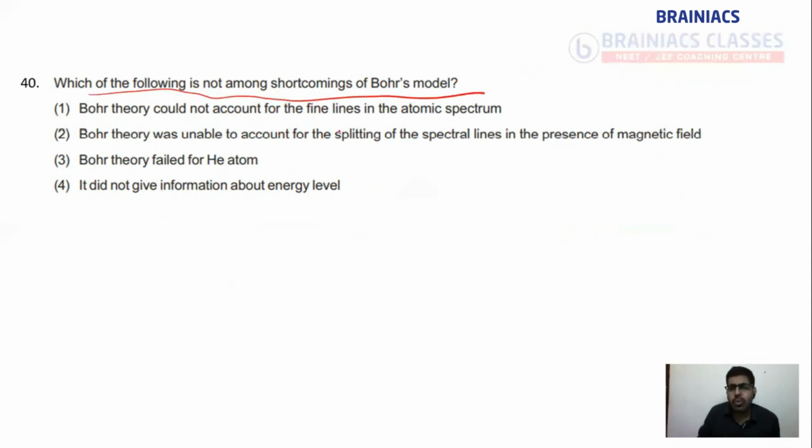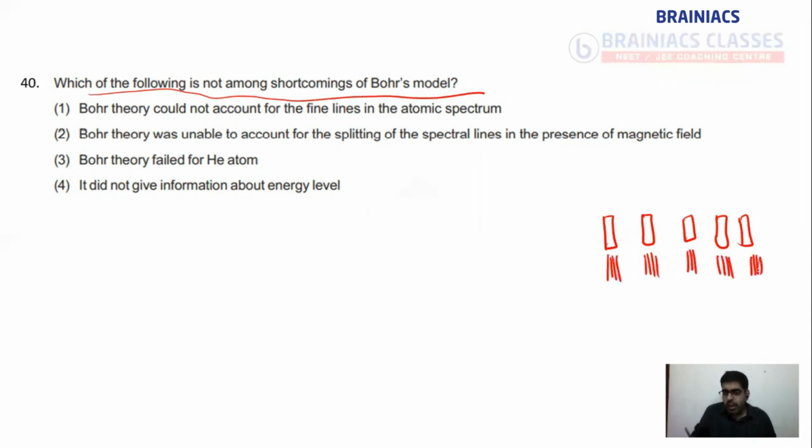Bohr theory could not account for the fine lines in atomic spectra. Already we have discussed this in the theory part. In the hydrogen spectrum there are 5 series of lines, known as spectral lines. If these lines are observed through a sophisticated, powerful instrument, each line, Lyman, Balmer, Paschen, Brackett, Pfund, is split into small lines. That is known as fine lines or fine spectra. So the Bohr model could not explain fine spectra. That is a limitation of the Bohr model. So this one is correct.